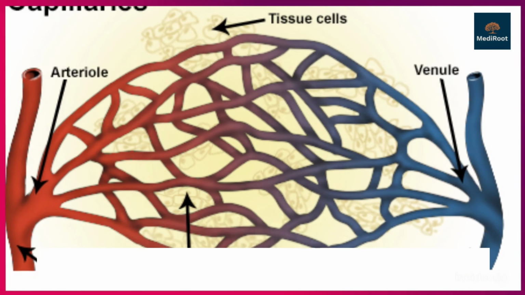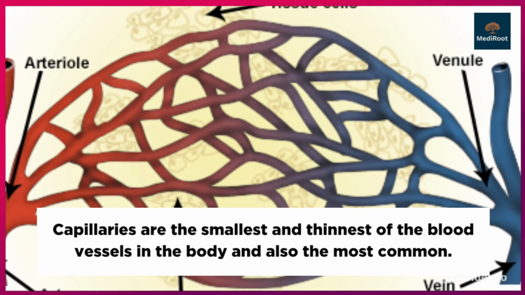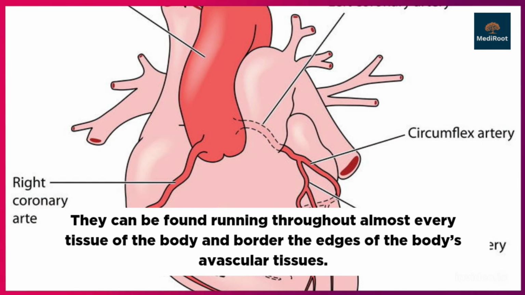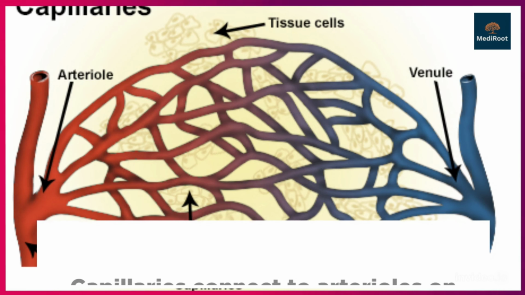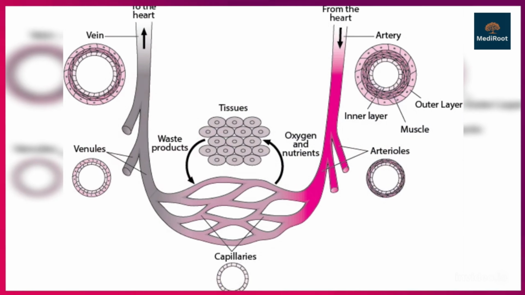Capillaries. Capillaries are the smallest and thinnest of the blood vessels in the body and also the most common. They can be found running throughout almost every tissue of the body and border the edges of the body's avascular tissues. Capillaries connect to arterioles on one end and venules on the other.